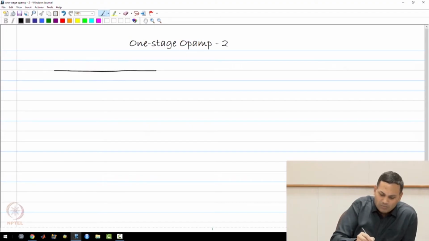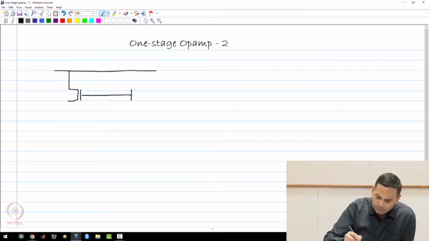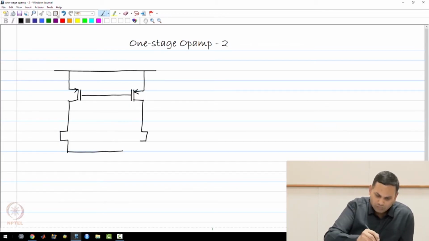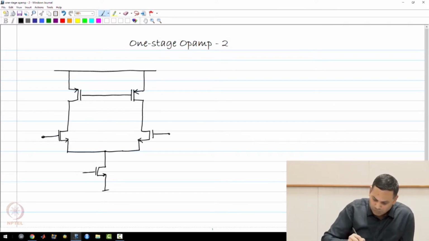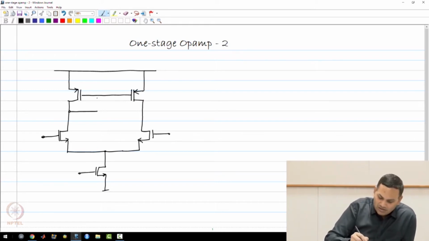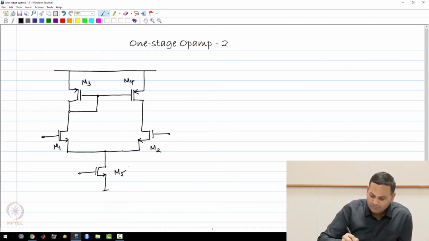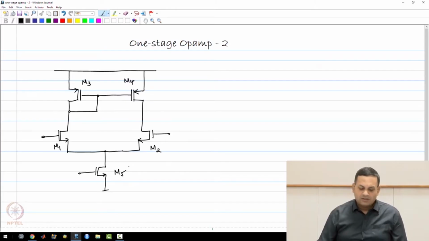In this lecture, we are going to look at the one-stage op-amp that we saw previously in a little bit more detail. As we saw earlier, the one-stage op-amp consists of 5 transistors: M1, M2, M3, M4 and M5.